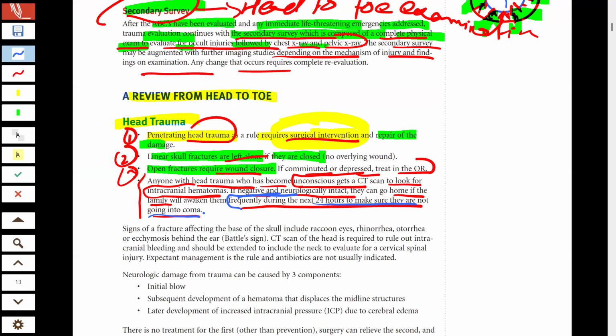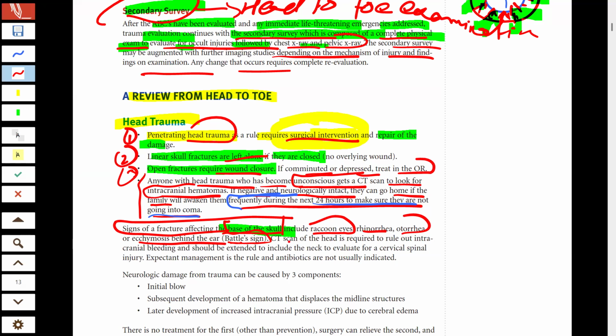Okay, move to next. Signs of fracture affecting the base of skull. So base of skull fracture is typical. What are the features of base of skull fracture? You will find rhinorrhea, otorrhea, ecchymosis behind the ear. You will find a Battle sign. Ecchymosis, if present, bleeding over there, we also call it Battle sign. For this, a CT scan is required to rule out intracranial bleeding and should be extended to include the neck to evaluate the cervical spine. Expectant management is the rule and antibiotics are not required.